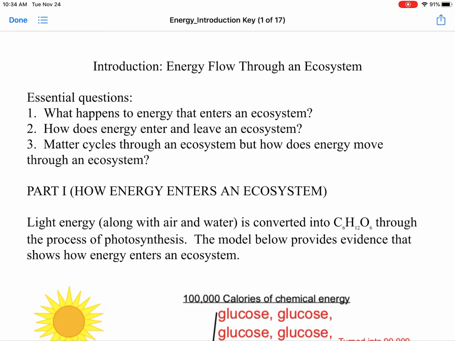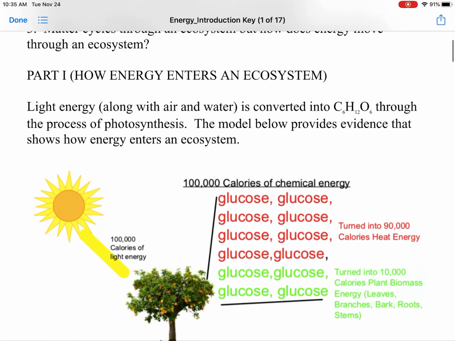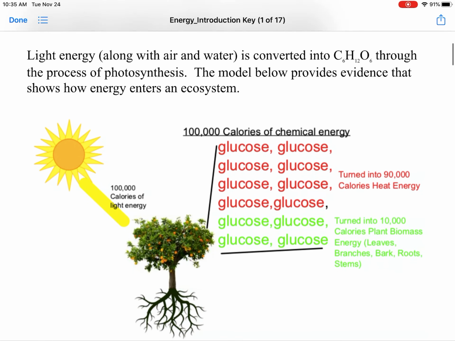So we'll start with part 1, how energy enters an ecosystem. It's answering our first essential question. Light energy, also known as electromagnetic energy, along with air and water, is converted into chemical energy, glucose, also known as C6H12O6, through the process of photosynthesis. The model below provides evidence that shows how energy enters an ecosystem.